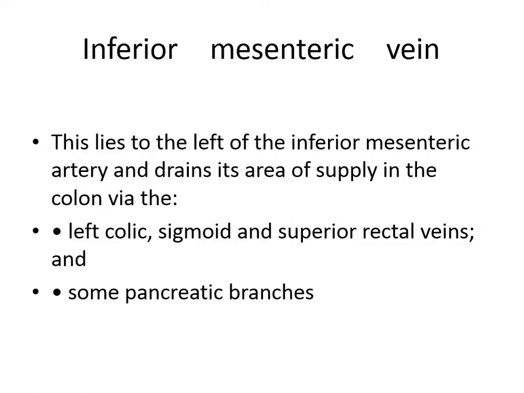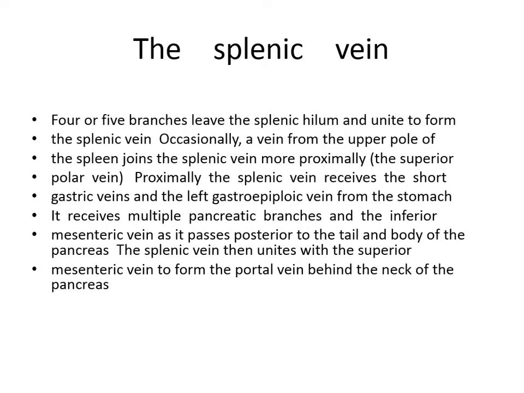Inferior mesenteric vein. This lies to the left of the inferior mesenteric artery and drains its area of supply in the colon via left colic, sigmoid and superior rectal veins and some pancreatic branches. So the inferior mesenteric vein lies to the left of the inferior mesenteric artery, but the superior mesenteric vein lies to the right of the superior mesenteric artery. Because the inferior mesenteric artery goes to the left, the vein will be on the left, while the SMA goes to the right more, so the vein will be on the right.